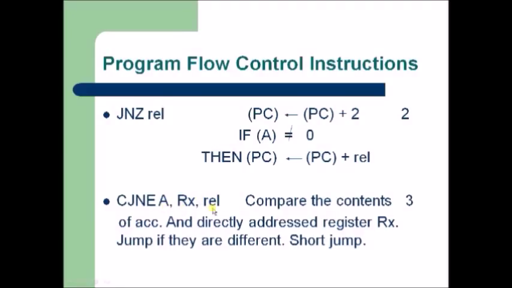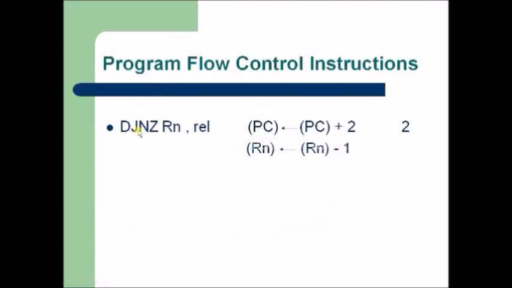Now DJNZ, decrement jump if non-zero, Rn comma relative address. Here it will check whether this Rn register is equal to 0 or not. If it is not equal to 0, then it jumps to this relative address, and it decrements Rn. So for every operation it compares Rn, decrements Rn, and then jumps to the relative address. If Rn becomes 0, then this instruction will be bypassed and execution moves on to the next instruction.